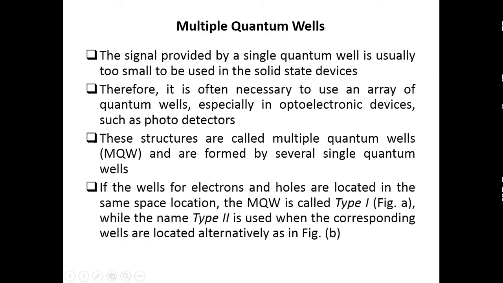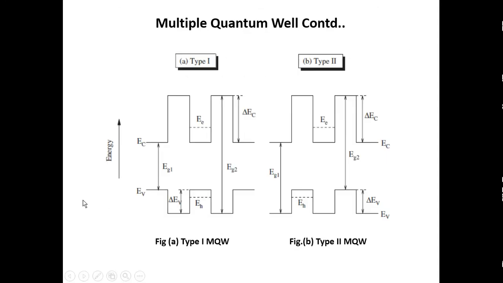Okay, if the wells for the electrons and holes are located at the same space location, the multiple quantum well is called type 1. Let us discuss what type 1 is. If the electrons and holes are located at the same space location, say in gallium arsenide, the multiple quantum well is called type 1. That is the type 1 multiple quantum well shown here. In this quantum well, this is the conduction band and this is the valence band. In every energy band diagram, we have the valence band energy and the conduction band energy, right? So this is the energy axis.